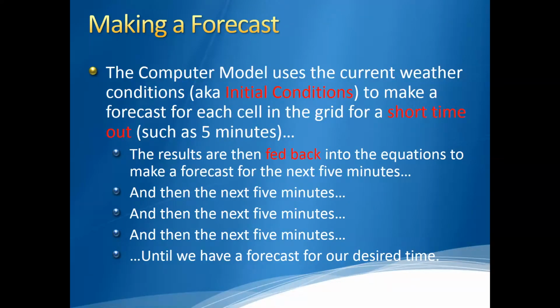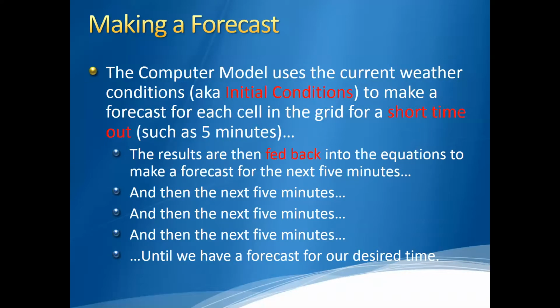And then that forecast is fed back into the model to make a forecast for the next 5 minutes. And then the next 5 minutes, and then the next 5 minutes, until you have a forecast for your desired time. Now, in a high-resolution forecast, this time period is going to be smaller and smaller. A 5-minute forecast is a pretty accurate, pretty high-resolution forecast.